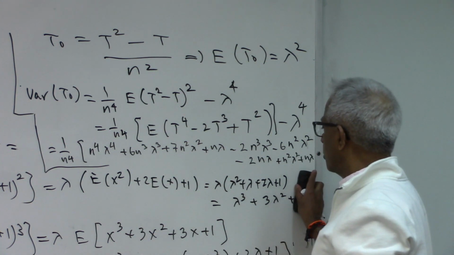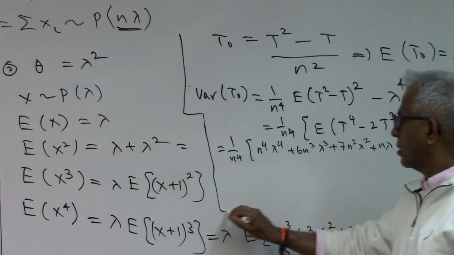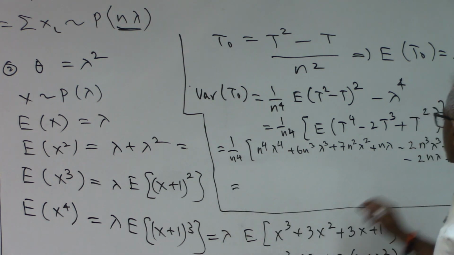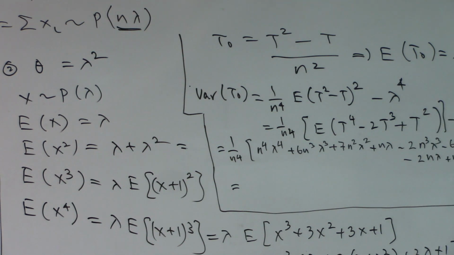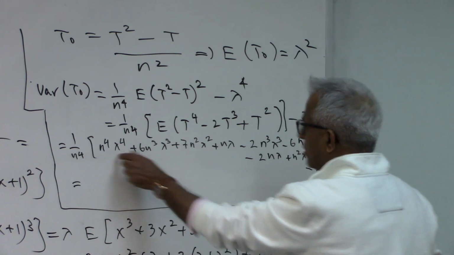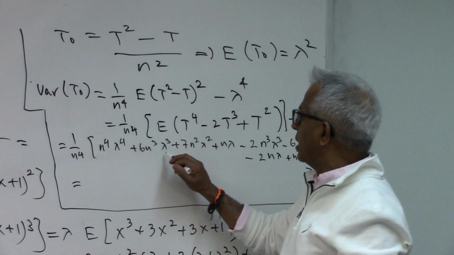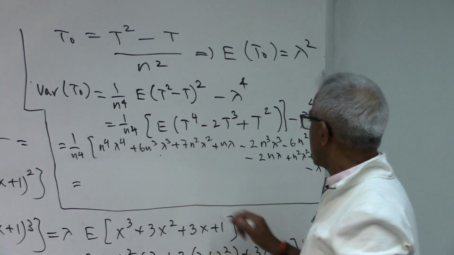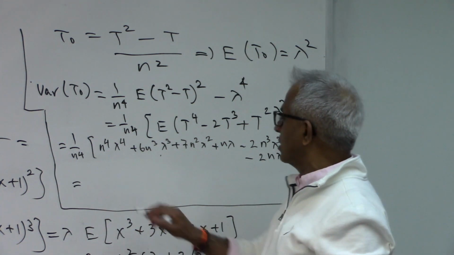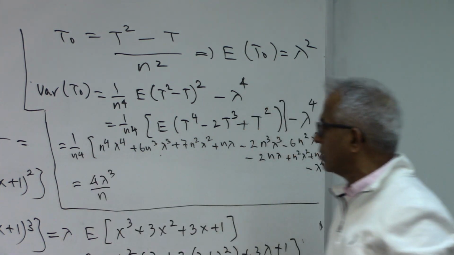Now I don't need this, so I'm going to remove this. So n4 cancels. So this is only this term, minus lambda 4. I hope you are able to see. This n4 cancels with the n4, you get lambda 4, that cancels with this. So how many n cubed lambda cubed terms are there? Here 1. 6 minus 2, that's a 4, right? So you have 4 lambda cubed over n, because divided by n4.